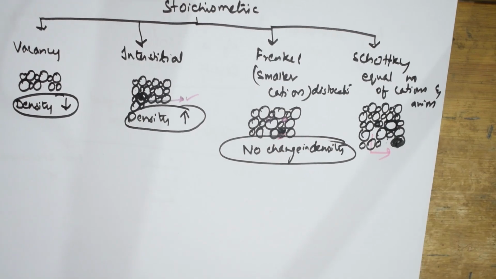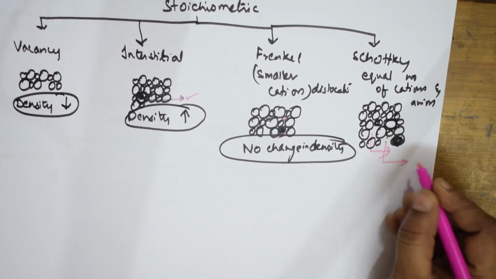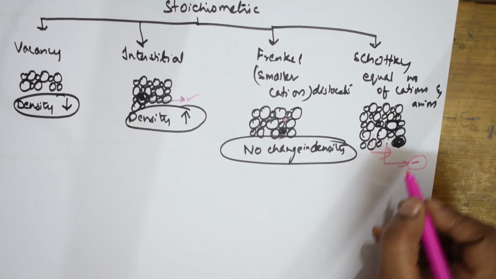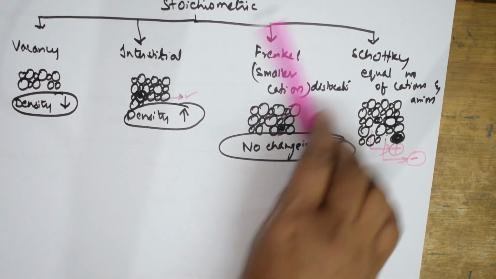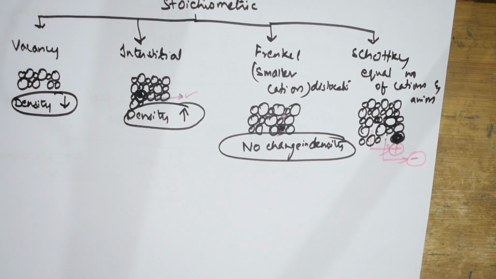So here what should happen? Here one. So here which one? Here anion is missed out. Here which one? Cation is missed out. So equal number of cation and anion if they missed out, then it is called Schottky defect.